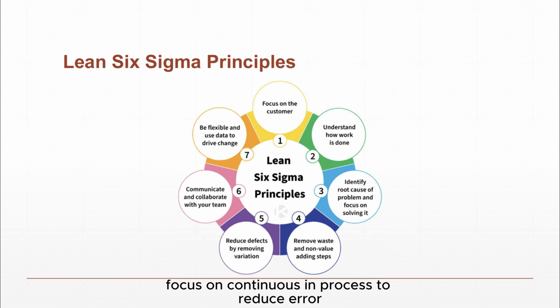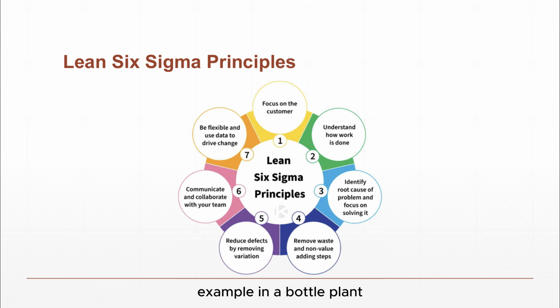Reduce defects by removing variation. Six Sigma focuses on continuous improvement in a process to reduce errors. Example, in a bottle plant, if a bottle filling level varies, some bottles may be underfilled or overfilled. Standardizing the filling process ensures consistent output.